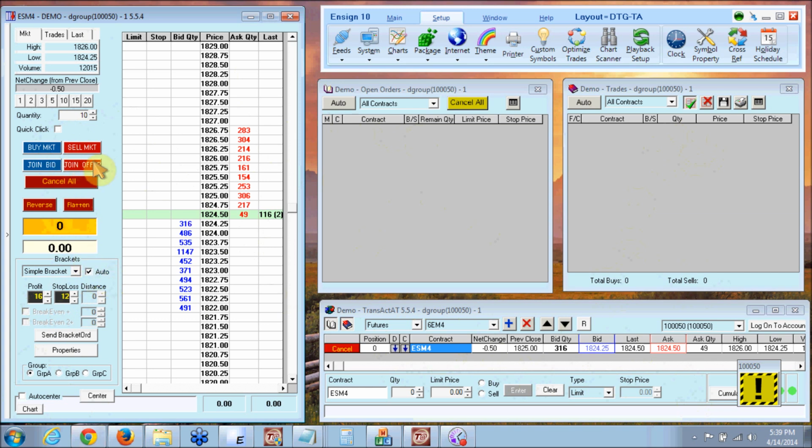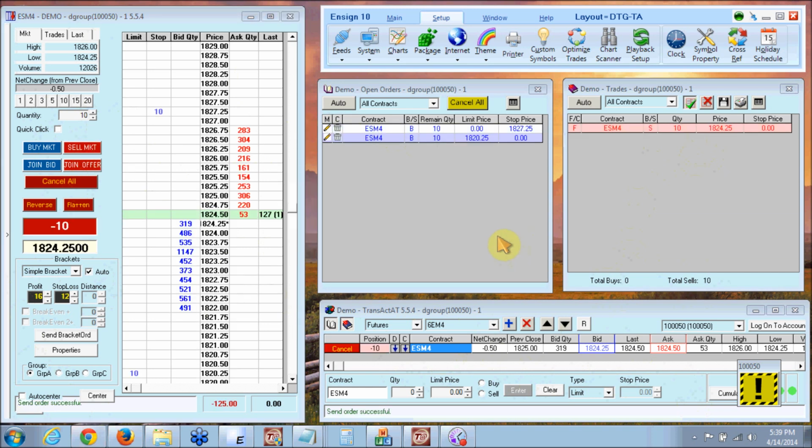So every trade I do, I want to initiate a simple bracket, which is the stop order and the limit order after that sell. So let me go ahead and sell. I'm going to go ahead and sell 10 contracts. I'm going to sell at market. I'm going to sell 10 contracts.